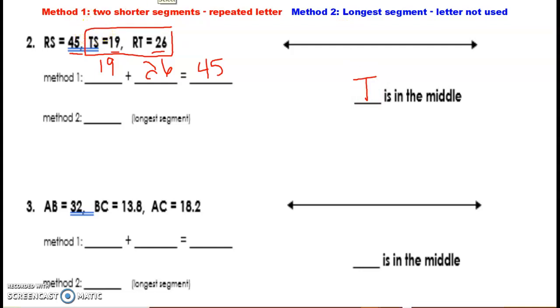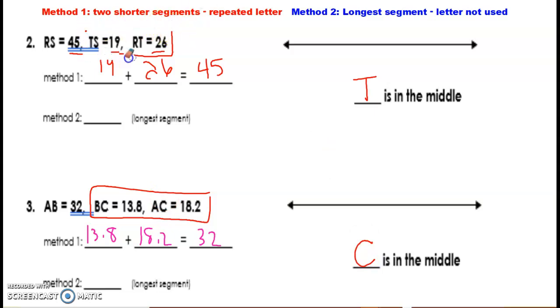I'm going to go ahead and move on to example 3 and do method 1. So again, looking at method 1 for number 3, you have AB is 32, BC is 13.8, and AC is 18.2. So looking at the two smaller numbers that you could put together to equal the larger one, 13.8 and 18.2 would, if you add them together, get you to that larger segment of 32. So just looking at my two smaller values that I added together, C is my repeated letter, so C would be the middle coordinate.